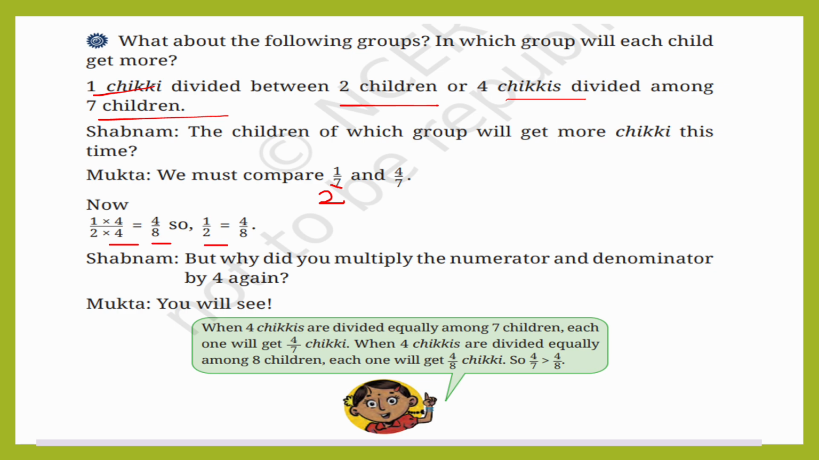So, half is equivalent to 4 by 8. Shabnam, but why did you multiply the numerator and denominator by 4 again? Mukta, you will see. When 4 chickies are divided equally among 7 children, each one will get 4 by 7 chicky. When 4 chickies are divided equally among 8 children, each one will get 4 by 8 chicky. So, 4 by 7 is greater than 4 by 8.